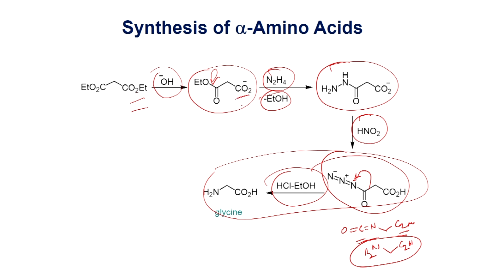Once you form this one, which can now further undergo reaction with hydrazine, you form this, which can be reacted with HNO2 as we have seen earlier. You can form the acyl azide. You have to control the temperature as we have seen. Once you form the acyl azide, when we react with acid, it can convert into isocyanate, which can be further reacted with water, and followed by removal of carbon dioxide, you will be able to form glycine as the product.